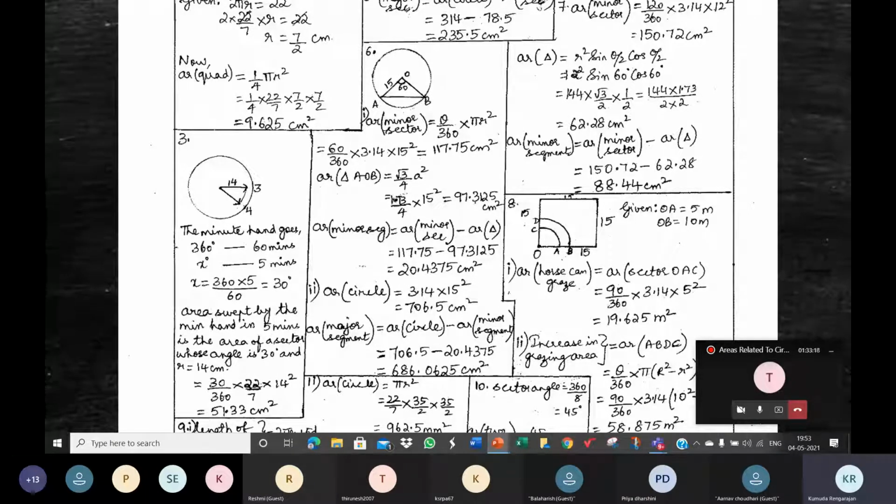How do you understand a sector? How does a sector look like? It is bounded by two radii and an arc. It's a closed figure, a closed piece. A sector is a region of a circle bounded by two radii and an arc. And so this is a sector, because here is the radius, and this is the arc. So this is the major sector.